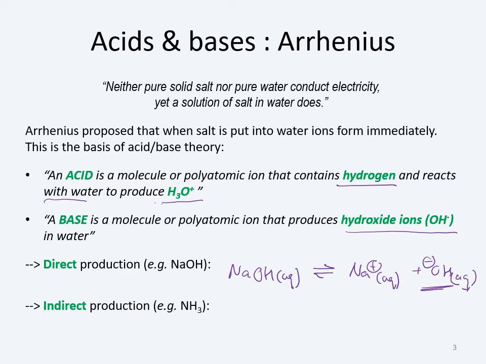Equally, there is indirect production via reaction with water, so H2O plus NH3, and we need some state symbols here, don't we? Again, NH3 would be a gas in this case, in equilibrium with NH4+(aq) plus OH-(aq). So two different types of production, both of which would give acids and bases under Arrhenius's definition. And again, the requirement for water is the important point here.